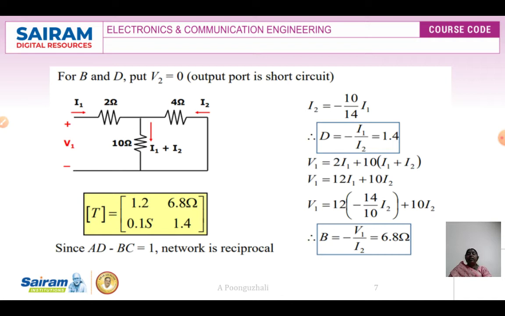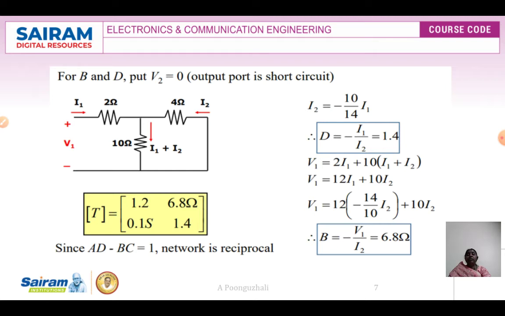So to find B and D, we are going to make your I2 to be 0. So I2 is 0, that is V2 is 0, means short circuit. So short circuit means your circuit gets like this. In this case, your 10 ohm and 4 ohm are going to be in parallel. Find out the equivalent resistance, then replace it. Then redraw the network. You will get this 2 ohm to be in series with that. So now we will be getting the D value there.